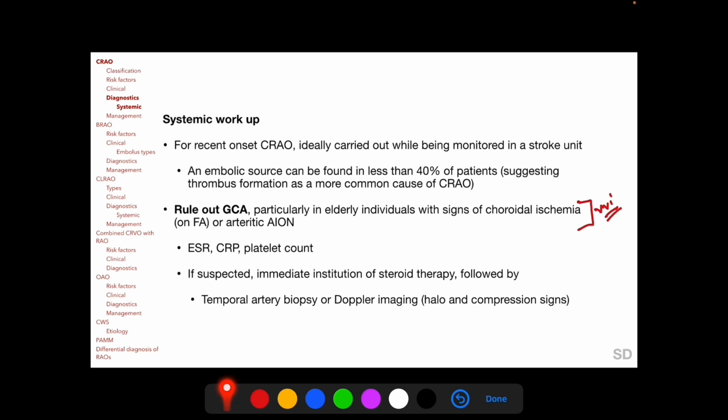The laboratory tests which can help us to rule out GCA with a high degree of sensitivity are erythrocyte sedimentation rate, C-reactive protein, and platelet count. And if giant cell arteritis is suspected based on these tests, immediate institution of steroid therapy is mandatory to save the fellow eye, followed later by biopsy or Doppler imaging of the temporal artery to confirm the diagnosis of giant cell arteritis.